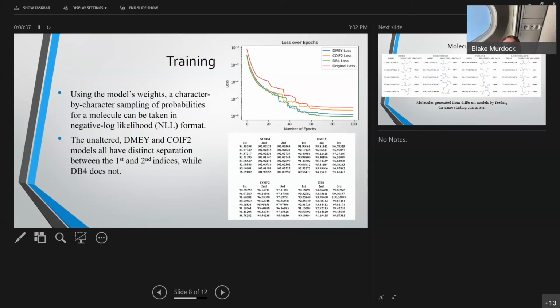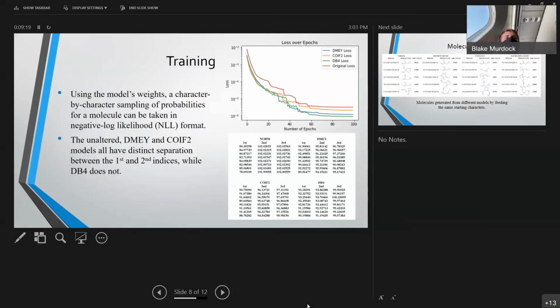Using the model's weights, after the model has been trained, you save the weights, which are like the memory of the model, what the model has actually learned. Sampling character by character, you can take the probability of the model choosing a C for the first character or an N for the first character, and take it in negative log likelihood format. Negative log likelihood means you take the logarithm of the probability. So if it's 1 over 1,000, the logarithm is -3, multiply it by -1, and you get this scale where lower numbers are much more common than higher numbers.